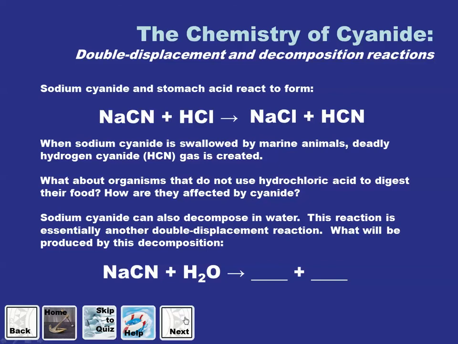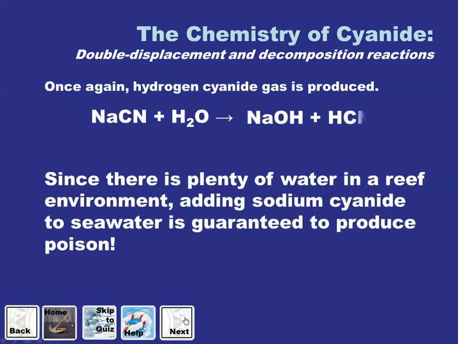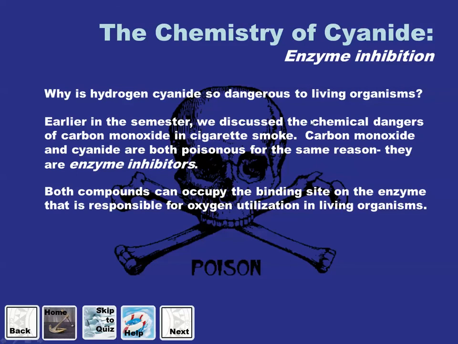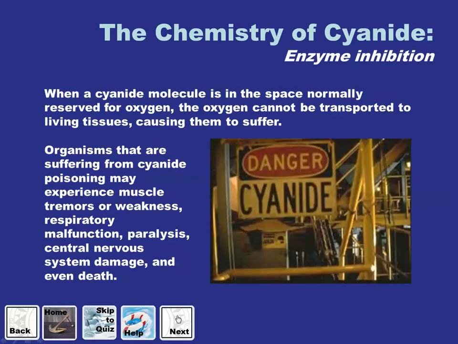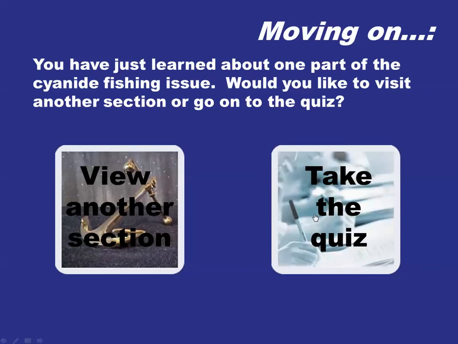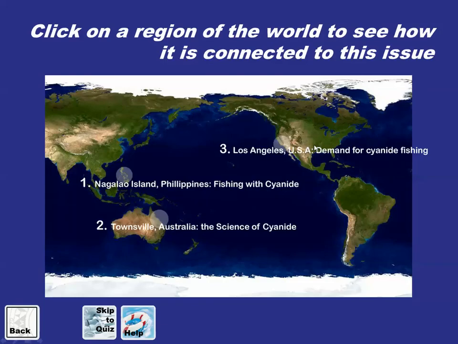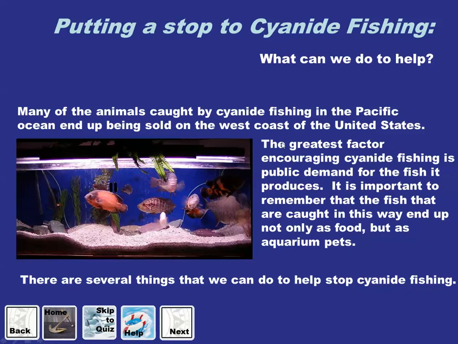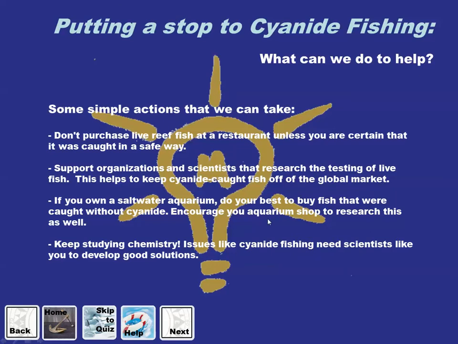So you go through those kinds of things in the chemistry of cyanide, and then eventually you're going to finish it up, go through all of these bits of information, and then you can go take the quiz, or you can go back to the final section. I think that final section is on why there is even a need for cyanide fishing, and one of those things is that so many people like to have aquariums and need live fish for them, and so it encourages that to go on. And so they look at that and ask, what can we do to help?